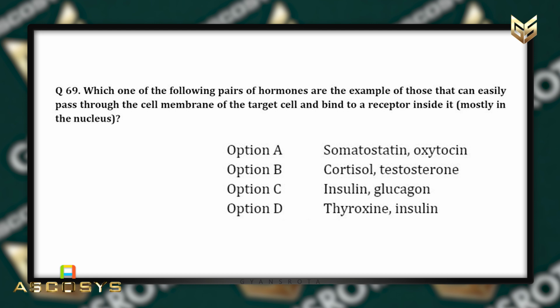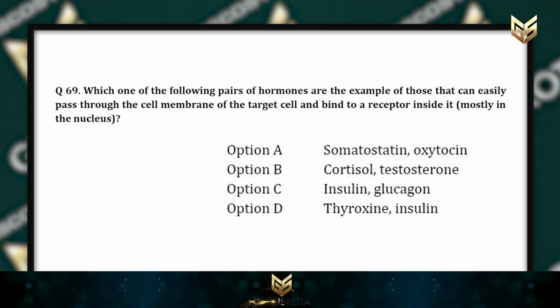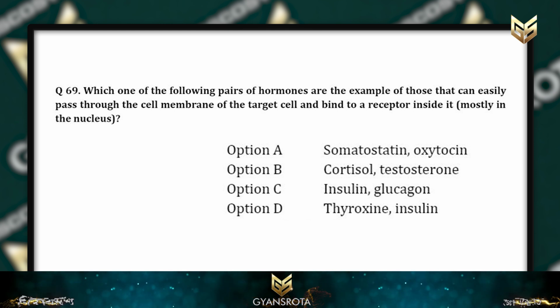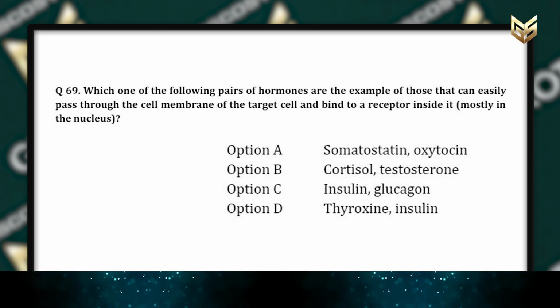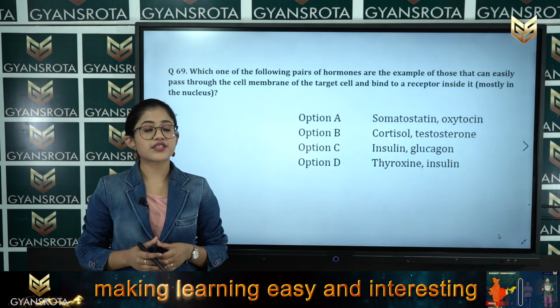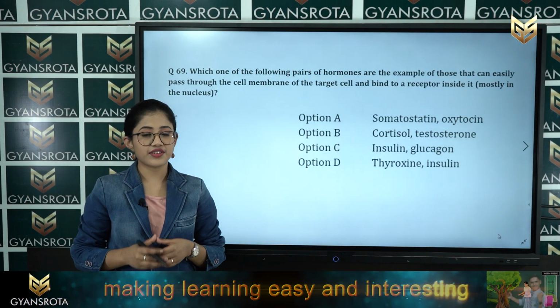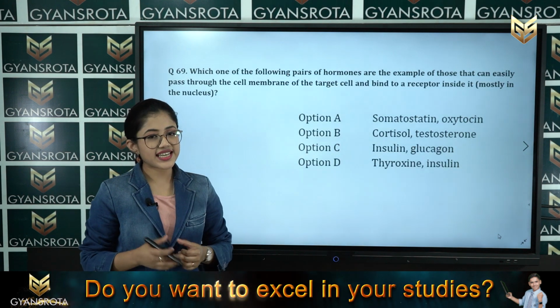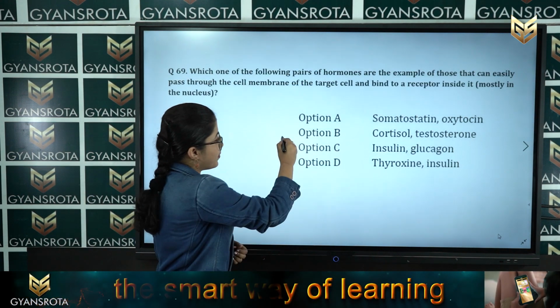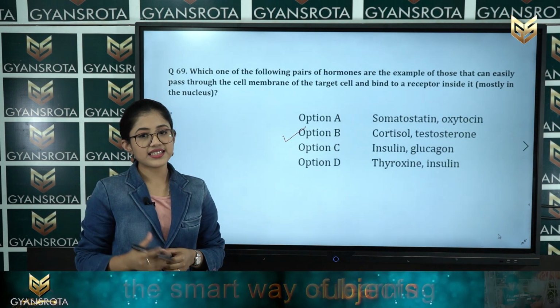Which one of the following pairs of hormones are the example of those that can easily pass through the cell membrane of the target cell and bind to a receptor inside it, mostly in the nucleus? Option number A, somatostatin, oxytocin. Option number B, cortisol, testosterone. Option number C, insulin, glucagon, and option number D, thyroxine, insulin. This is from the chapter chemical coordination and integration. So, which of the following is the correct answer? The correct answer is option number B, which is cortisol and testosterone.